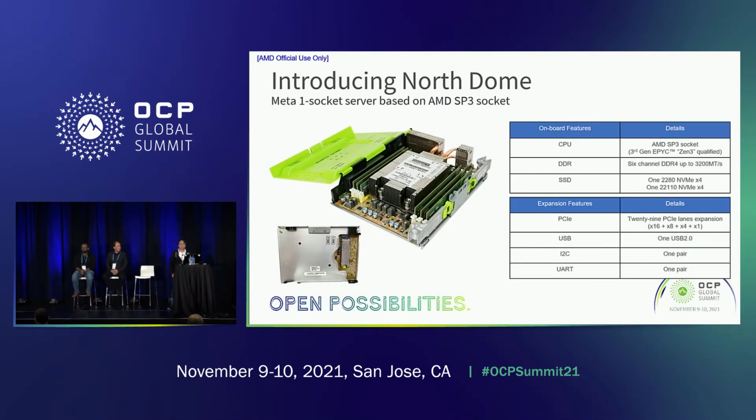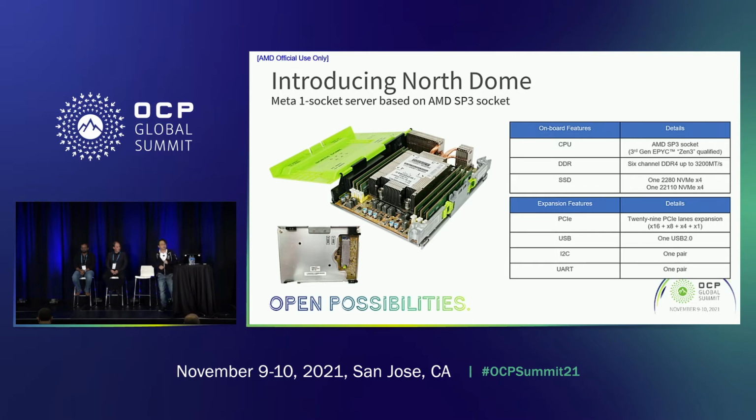Let's take a deeper look into North Dome itself. The CPU is based on the AMD SP3 socket, whereby Meta tests it with the 3rd generation EPYC CPU. It has 6 channels of DDR4 operating up to 3200 megatransfers per second. It has 2 storage devices, both in M.2 form factor, but one is 2280 and the other is 22110. Both are connected through the NVMe bifurcated link.